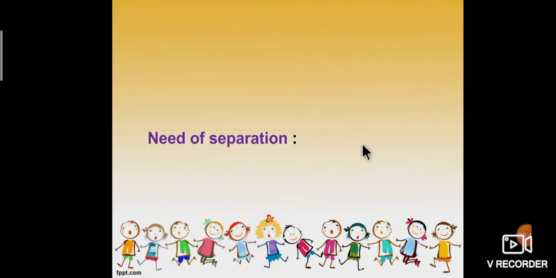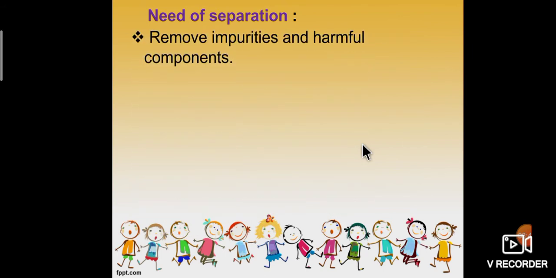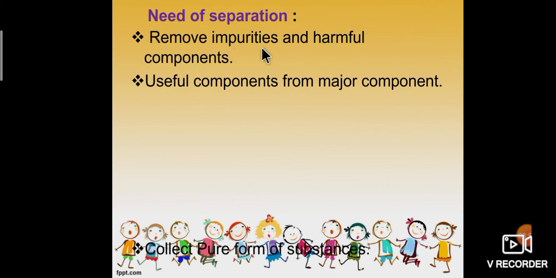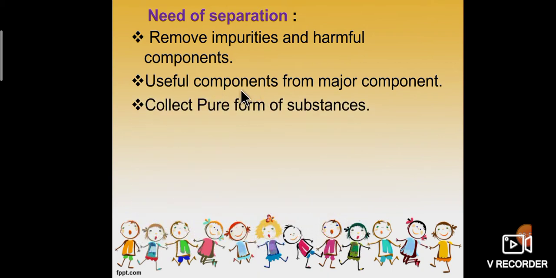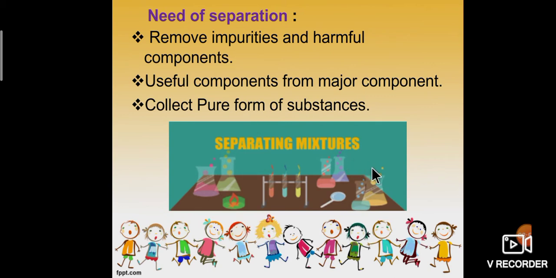So why do we need to separate mixtures? We need to separate mixtures to remove impurities and harmful components, to separate useful components from the major component, and to collect pure forms of substances. Moreover, to get the original properties and uses of a substance, we need separation.